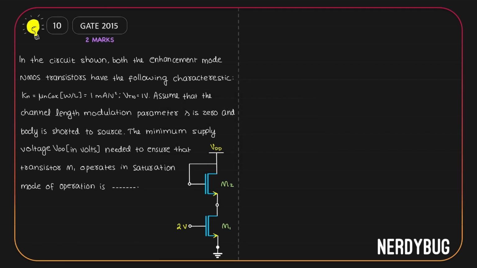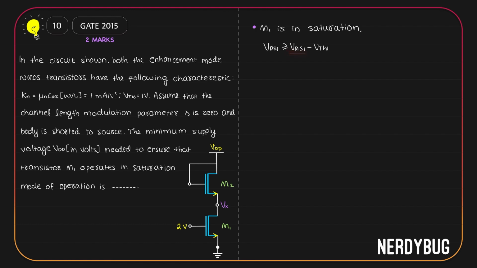Let us see how we can do this. Let us start by calling this point X. So the potential there is Vx. We have to find out VDD so that both transistors are in saturation. Let us start with M1. M1 is in saturation. That means VDS1 is greater than or equal to VGS1 minus VTH1. What is VDS1? For M1, drain voltage is Vx. Source voltage is 0. So VDS1 is Vx minus 0, or Vx.